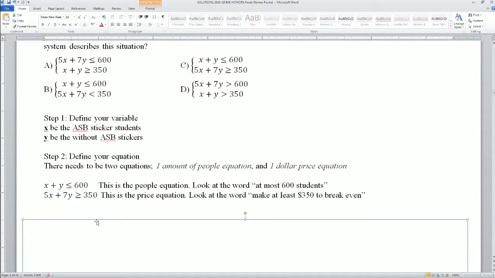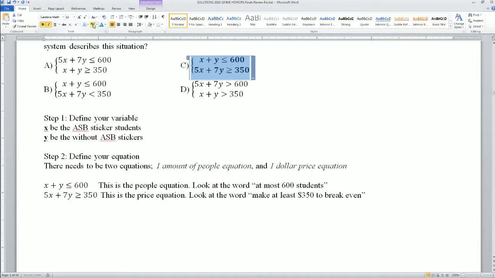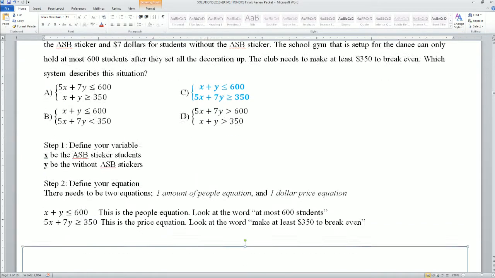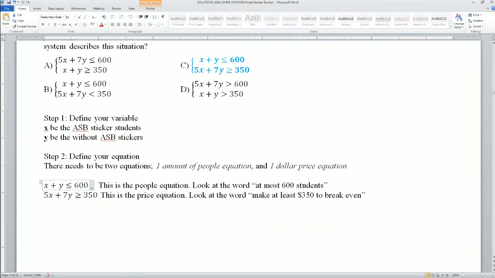All right, so there you go. That one would be valid because it would be C. Good job. Okay, again, look at the keywords, make sure you define your variables, set up your two equations, and the keywords here should help you determine which of the inequalities you are using.